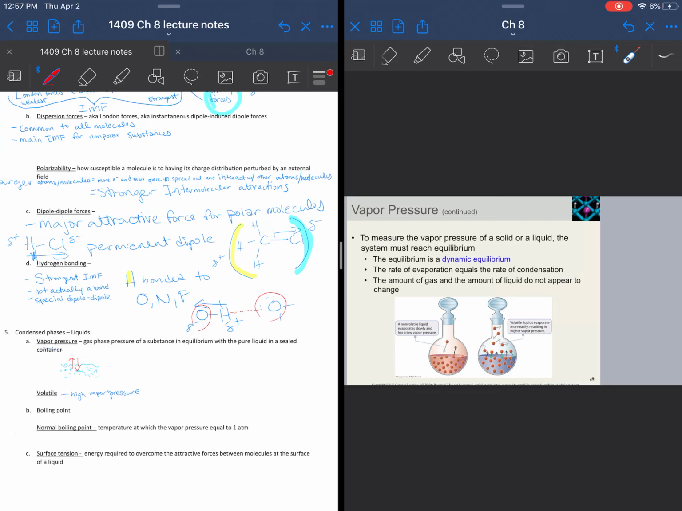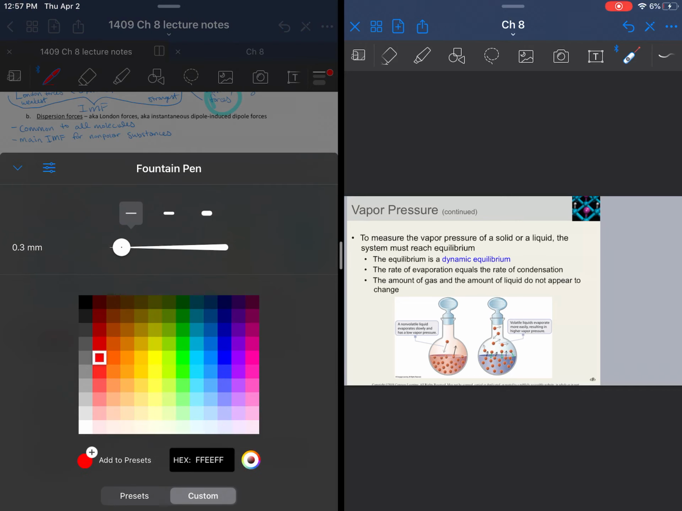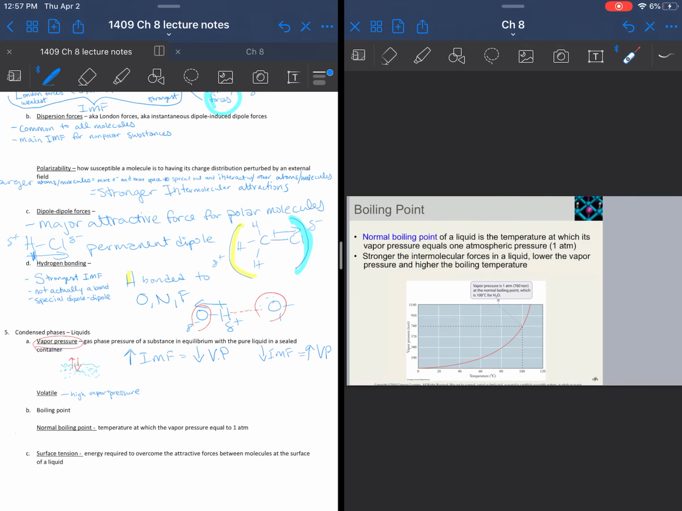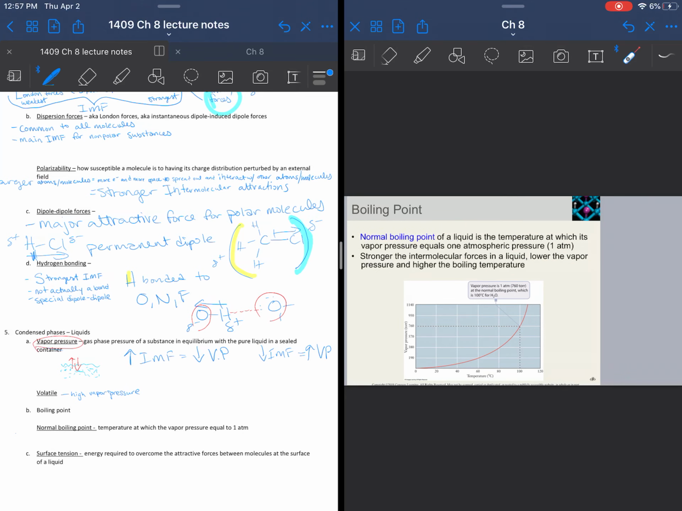What affects this? Well, intermolecular forces, because why would one substance be able to break into the gas phase more easily than another? Well, it would have lower intermolecular forces. So this particular property, vapor pressure, is inversely related to intermolecular forces, right? If you have a high intermolecular force, that's going to lead to a lower vapor pressure. And vice versa. Low intermolecular forces would equate to a higher vapor pressure.